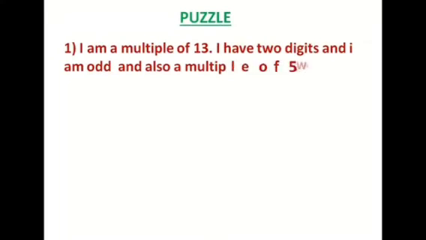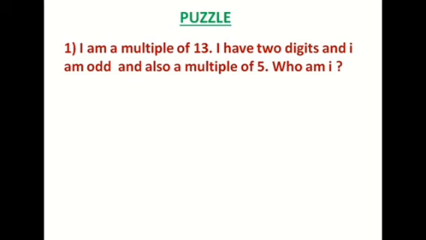Let's work out a puzzle. Look at the question here. I am a multiple of 13. I have 2 digits. I am odd and also a multiple of 5. Who am I? I am repeating the question one more time. Just listen carefully. I am a multiple of 13. I have 2 digits. I am odd and also a multiple of 5.